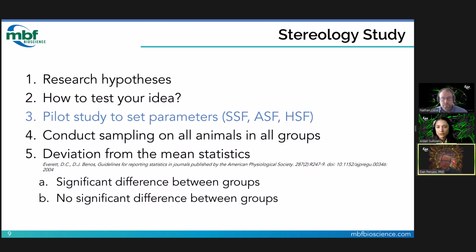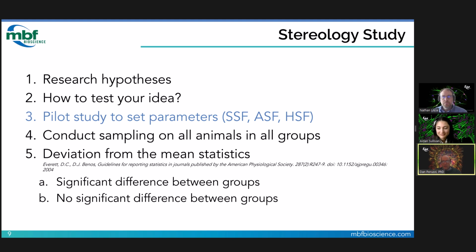So section subfraction, the area subfraction, and the height subfraction are very important, Nate, and they're showing up again here in this slide on step 3. This slide outlines where the pilot study fits into your whole experiment. So number 1 is the creative part. That's your ideas and your hypotheses. And maybe one of the hard parts of this whole process is to go from 1 to 2, and that's to translate your ideas into what kind of data do you need. And that's what we hope you already know and have thought about before you use Stereo Investigator.